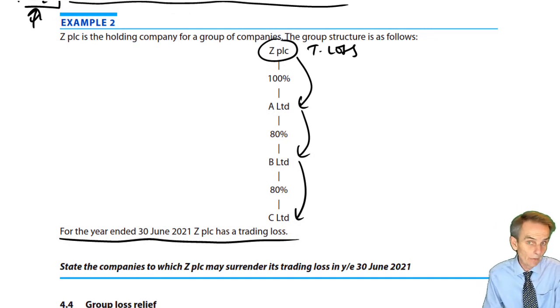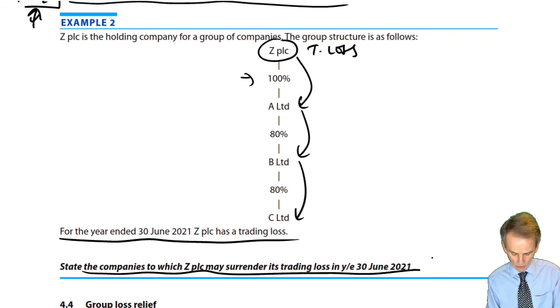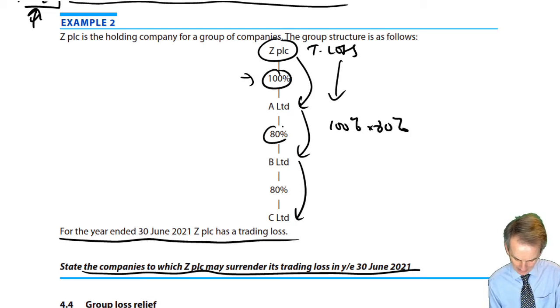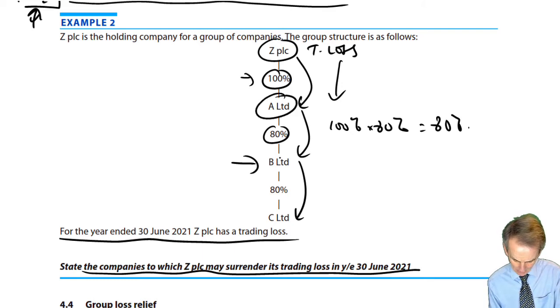Okay, let's see what you've got. Hopefully you've read through the answer so you know what's coming. But again, what do we have? Z PLC owned 100% of A Limited. Clearly those two can group relieve together. We had to state the companies to which Z PLC may surrender its trading loss in the year ended 30th of June 21. So clearly it can surrender that loss to A Limited. Then the indirect sub, no problem there. 100% times 80% equals 80%. So yes, Z PLC can group relieve with both A Limited and indeed B Limited, both there and there.